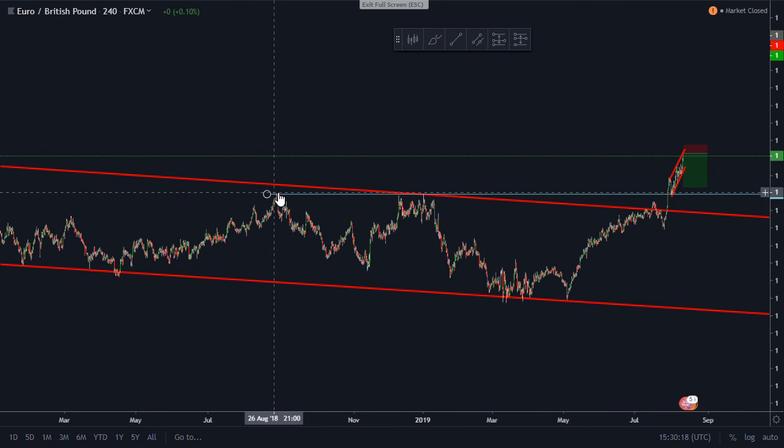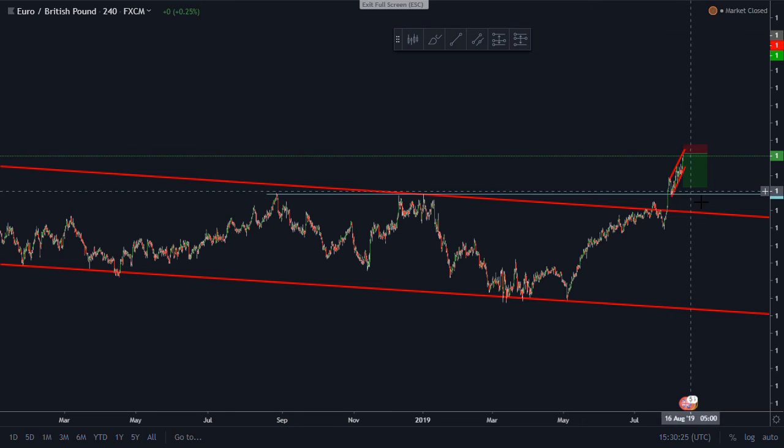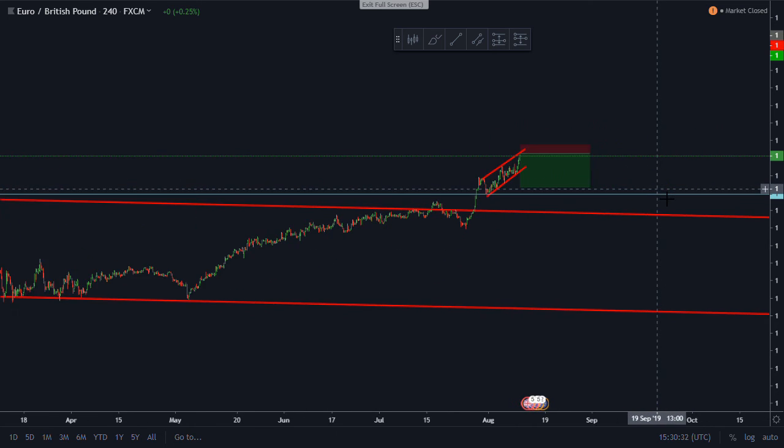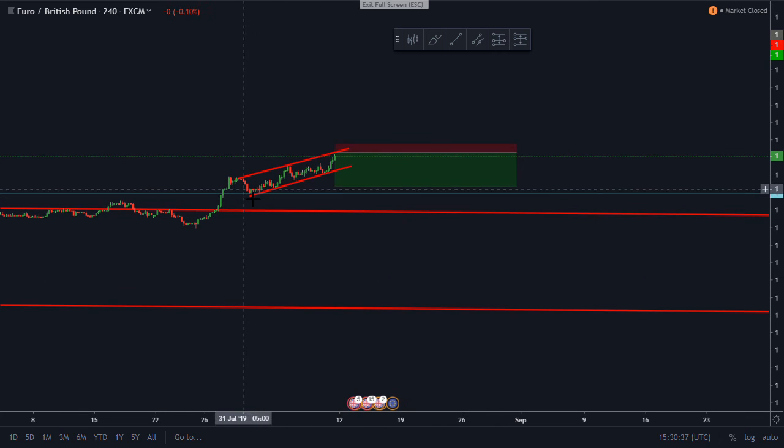So we have this resistance for now. I'm looking for price to come back to the downside. This will be my resistance. Then when price is moving to the upside, this will be my support. So what we have is an ascending channel. Just going to zoom it in for you. It's an ascending channel, and it has just a few pips left to touch the entry. Then we can come back, test this resistance that is going to be support, then go back to the upside.